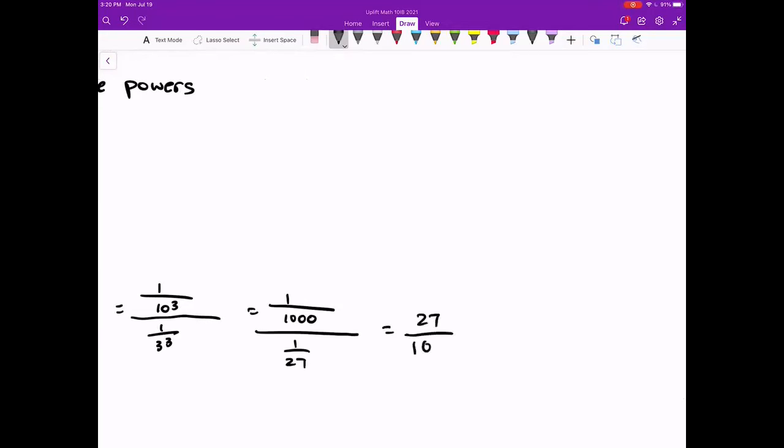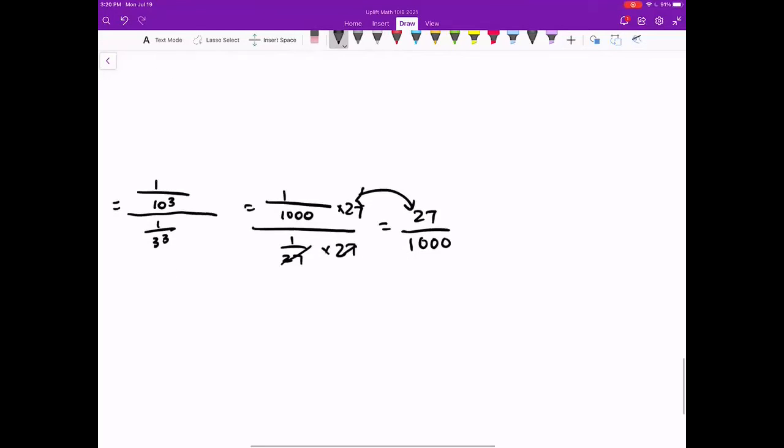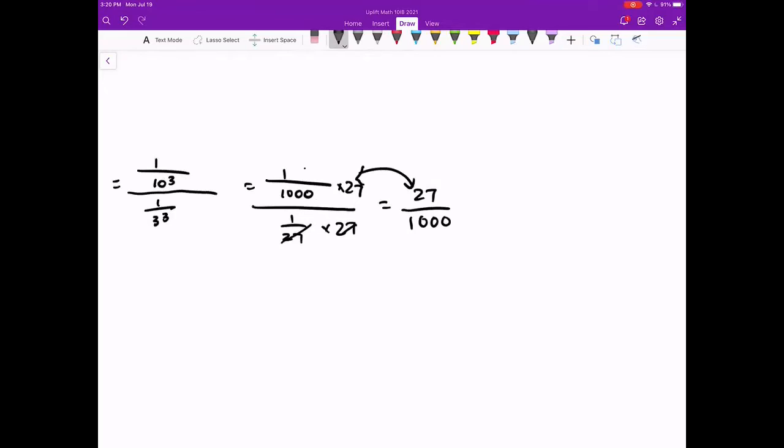And if you're confused on why these two are equal, we can multiply both sides by 27. So multiply by 27, multiply by 27, and the denominator just cancels out to be 1. And we have the numerator, that's 27 over 1,000. So that's why this number is equal to 27 over 1,000.